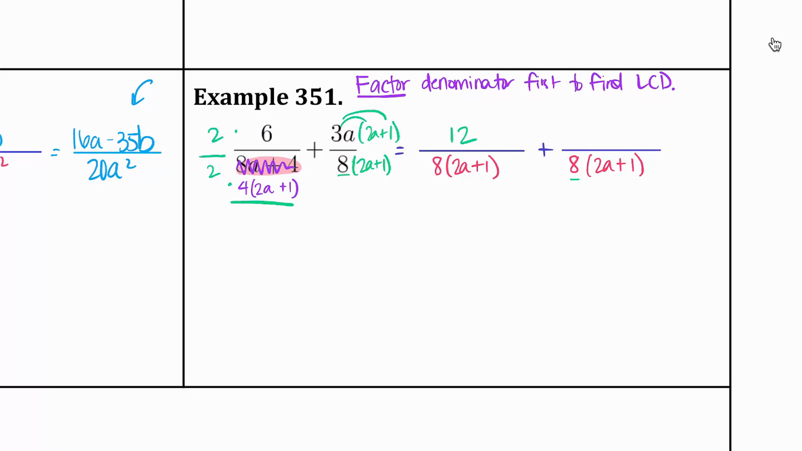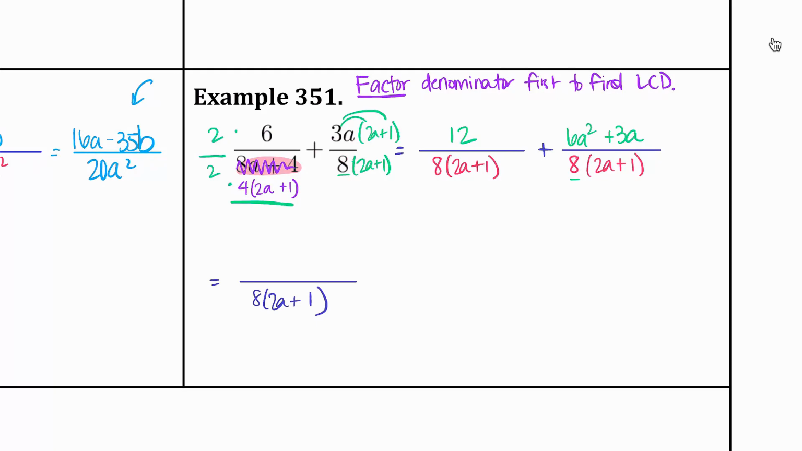So 3a times 2a is 6a squared. 3a times 1 is 3a. So we now have common denominators. So we leave our denominator the same. And notice I'm going to leave that factored because our last step is always to see if we can factor to simplify. So if we undo that factoring, we're just going to have to redo it at the end.